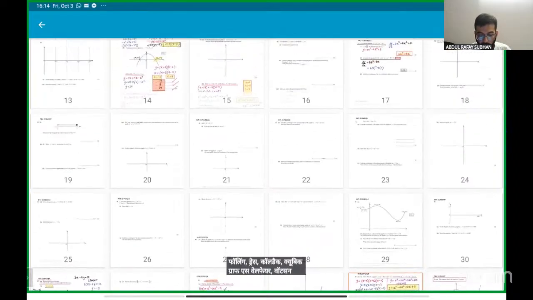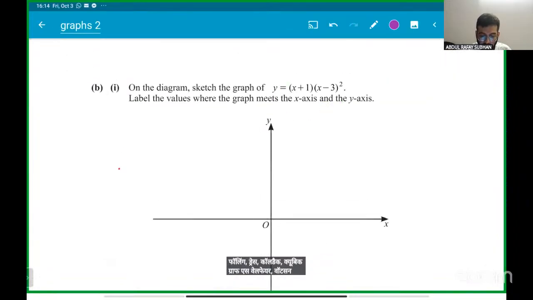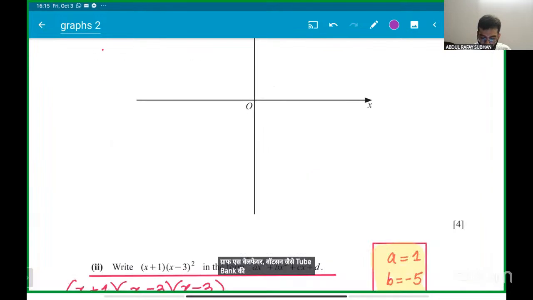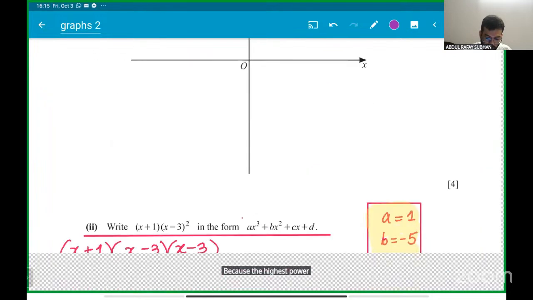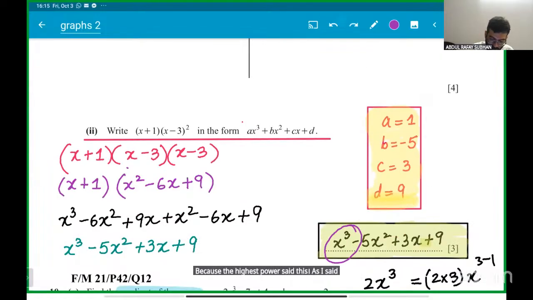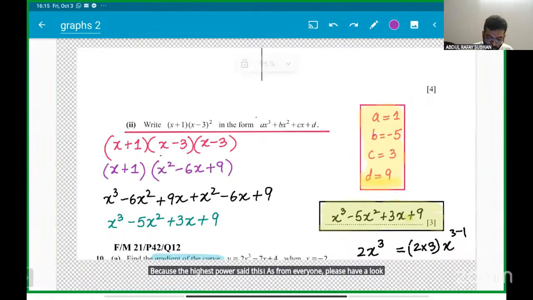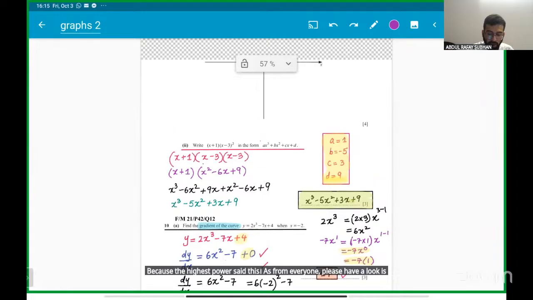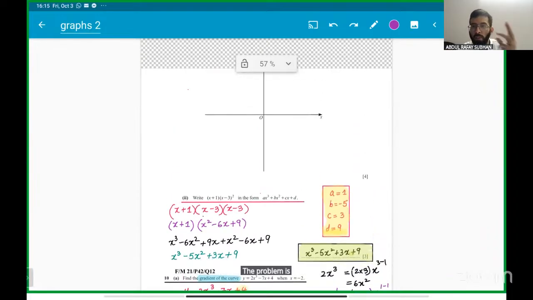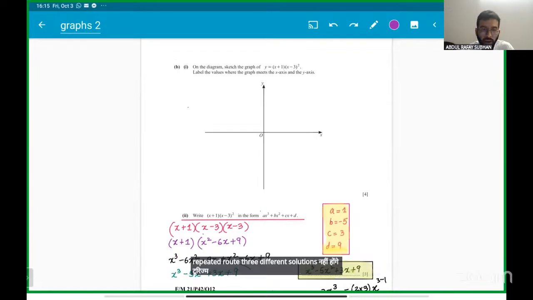What's the difference with this one? Sir, this is also a cubic graph. Why? Because the highest power is cube. I'll zoom out, everyone, please have a look. This is also a cubic graph. The problem is that it has a repeated root. It has a tangent. Okay, a repeated root. There will not be three different solutions. We will be having two solutions only. Let me show you how.